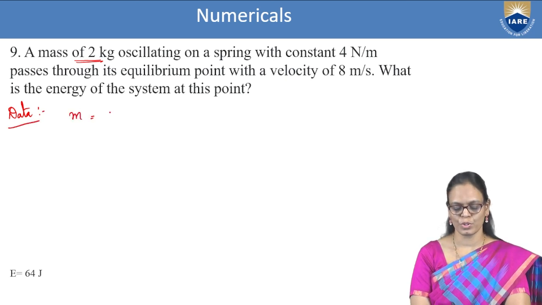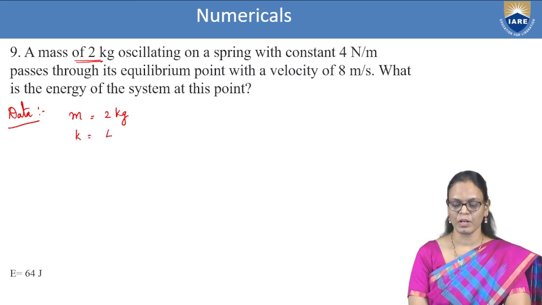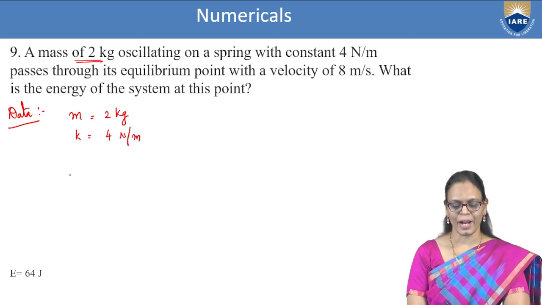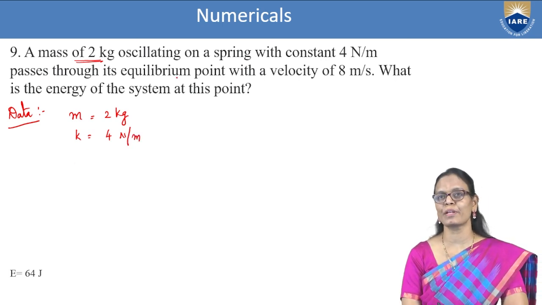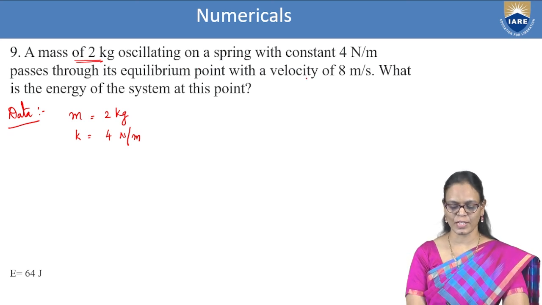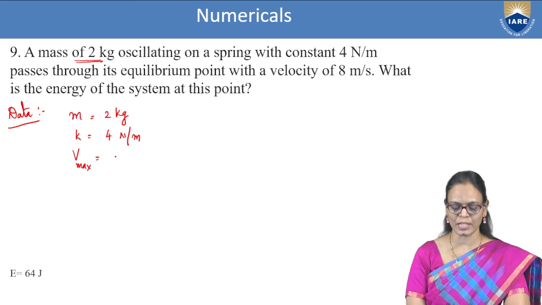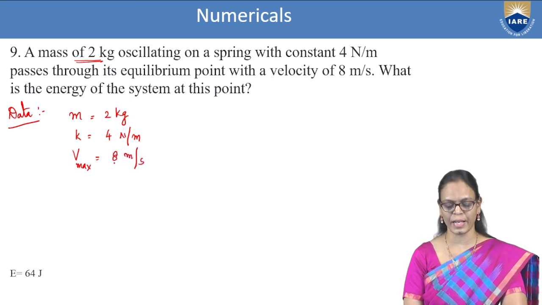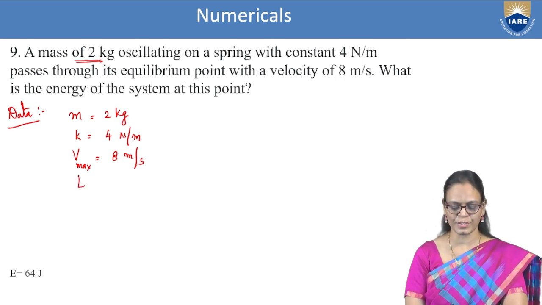Mass is 2 kg and the spring constant K is 4 Newton per meter, and when it passes through the equilibrium point, its velocity is 8 meter per second. So at the equilibrium position, the velocity is maximum. So I will directly write V max is 8 meter per second. So what we have to find is the energy of the system.